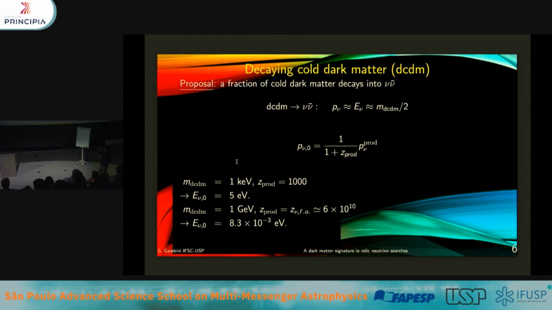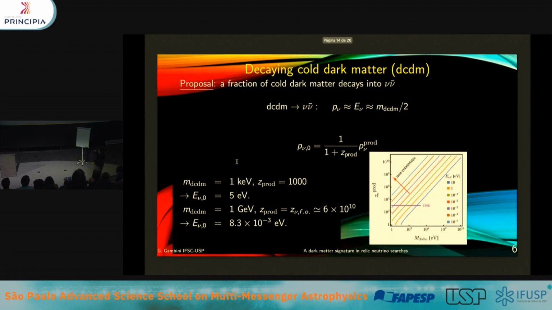And if we have a 1 GeV unstable dark matter candidate that decays into neutrinos near, for example, the time of neutrino decoupling, this will be milli-eV neutrinos today. So this is basically the parameter space of this model: the redshift of production and the mass of the unstable component of the dark matter.